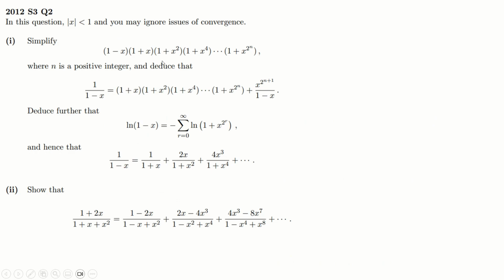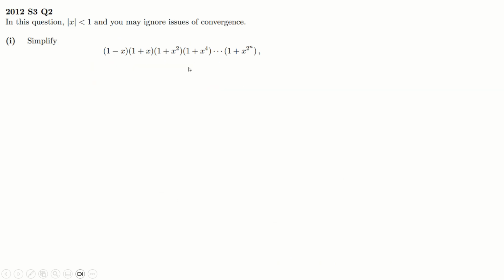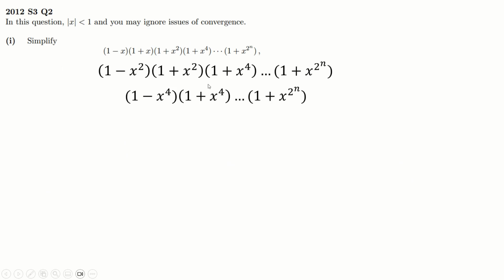The first one then is this nice question here, just asking you to simplify this expansion of brackets. It's not hard. This is, of course, a difference of 2 squares, so it's 1 minus x squared. Then you get a new difference of 2 squares, so it's 1 minus x to the 4. Then you get another one, and so on and so on, until finally you're going to have 1 minus x to the 2 to the n when you multiply all these brackets together.